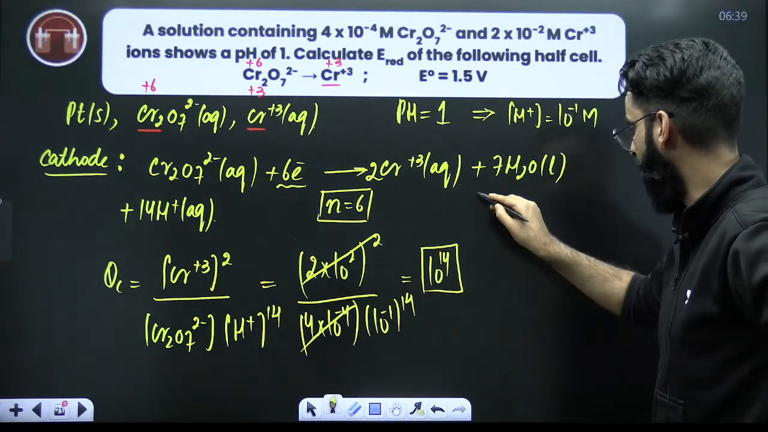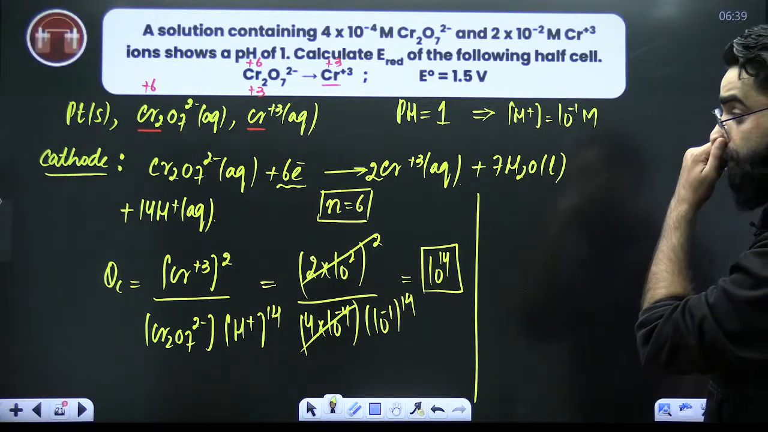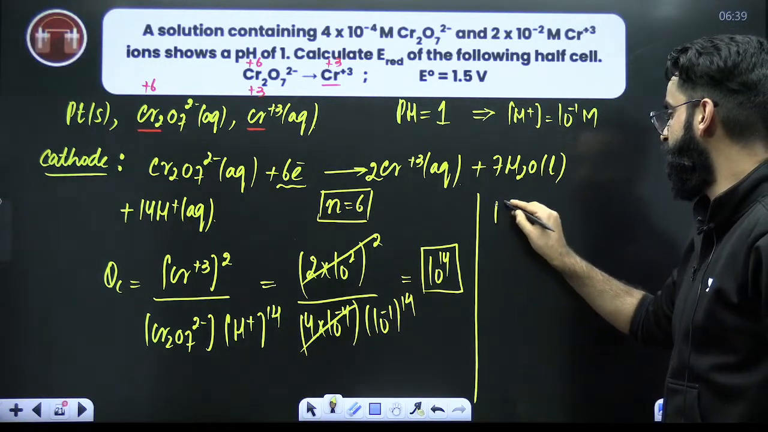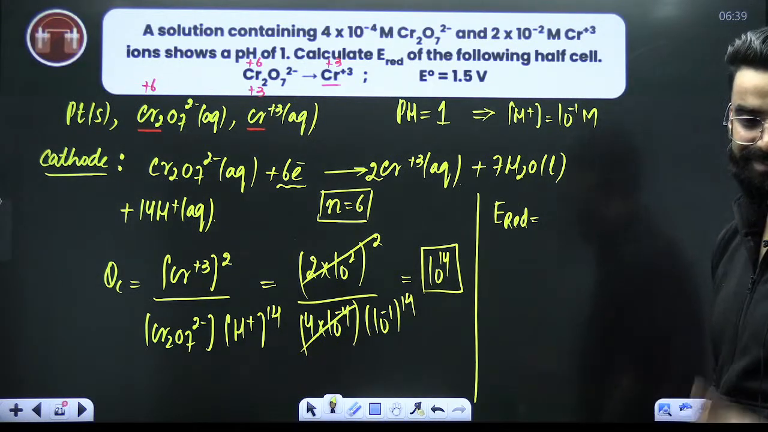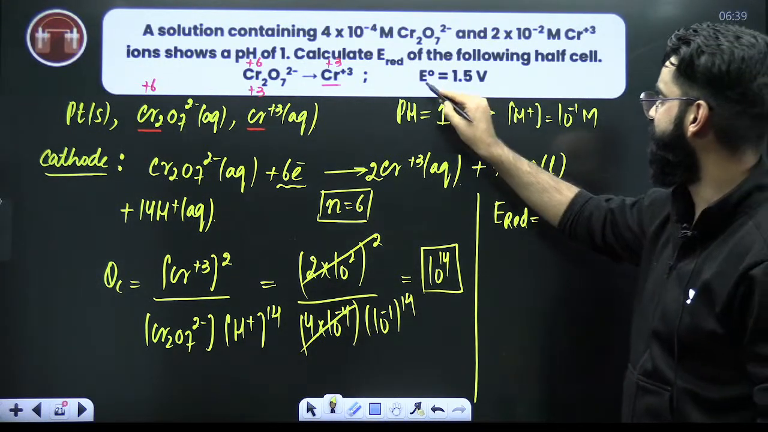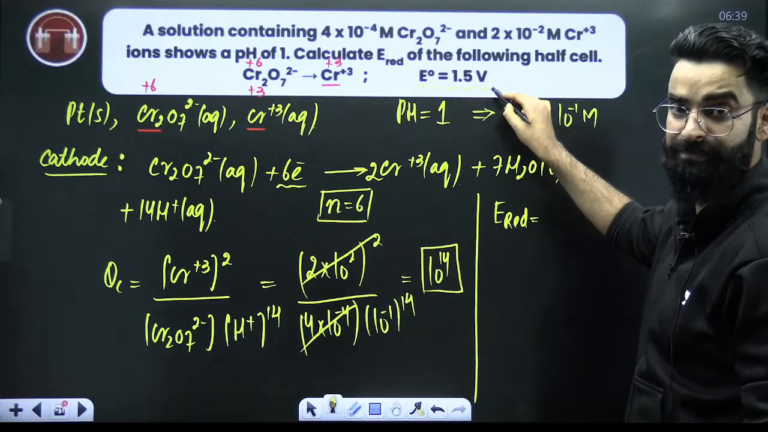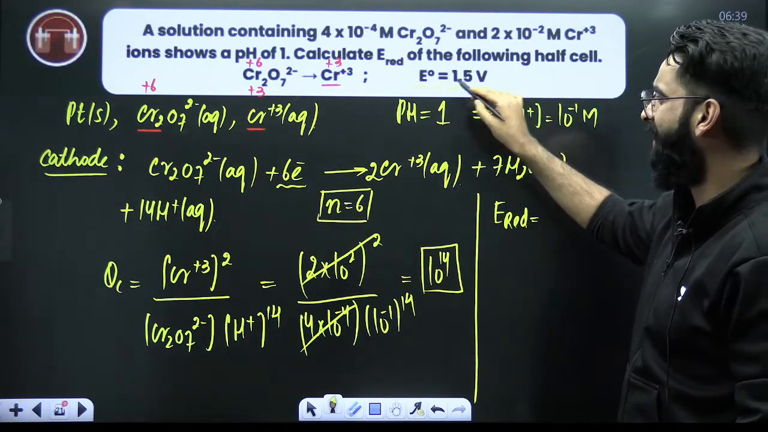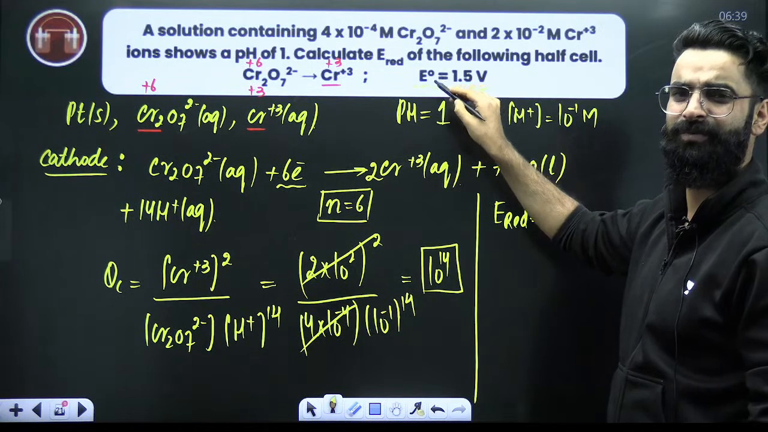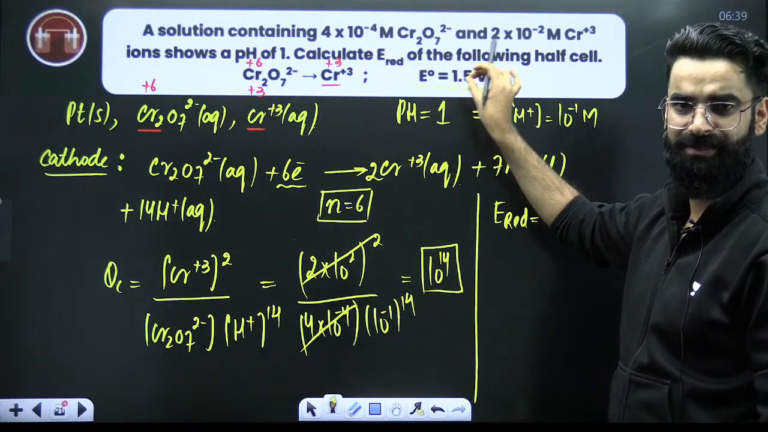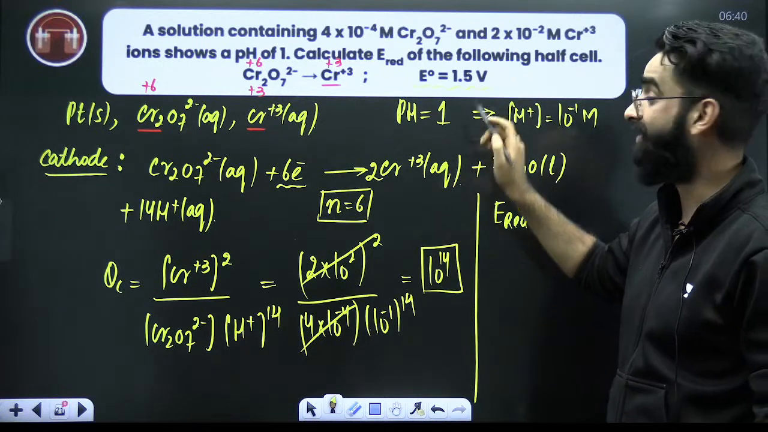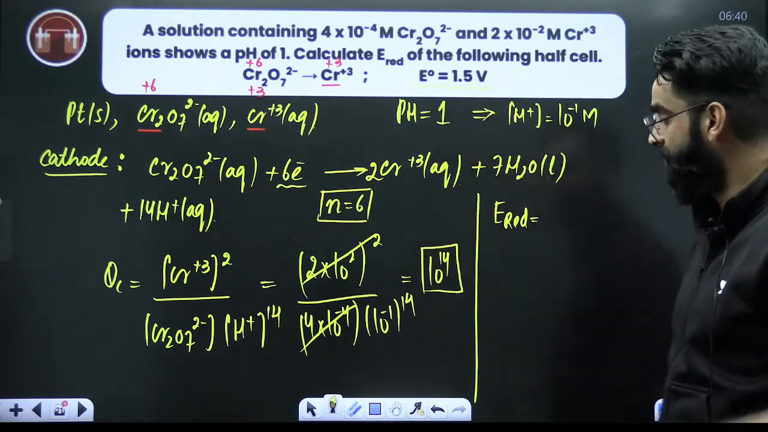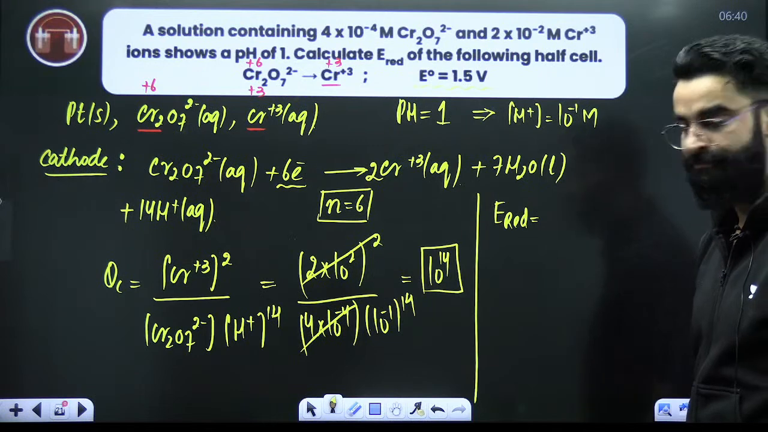What was I supposed to calculate? As per the equation, I was supposed to calculate the reduction potential. Now we use the Nernst equation. E red is equal to E naught red, the standard reduction potential. This is the standard reduction potential which is given. See, nothing is mentioned. Whenever nothing is mentioned, you'll be assuming it as standard reduction potential. So assume it as SRP always.